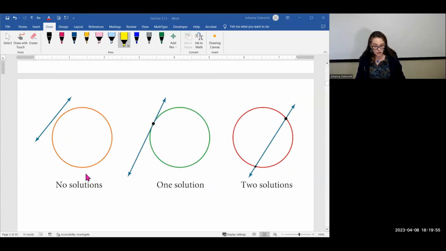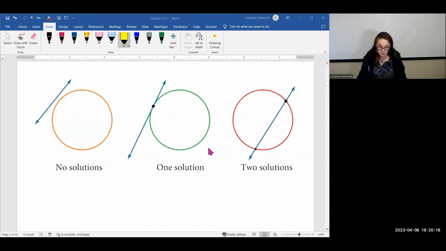Now, there are other kinds of curves we can take as well. This is a circle with a line. And again, they don't have to touch or cross at all, so there'd be no solution, an inconsistent system. Or there could be one solution where it barely touches, what we call tangent to the curve. Or it can cut through the circle across both sides, creating a chord, and then there are two solutions.